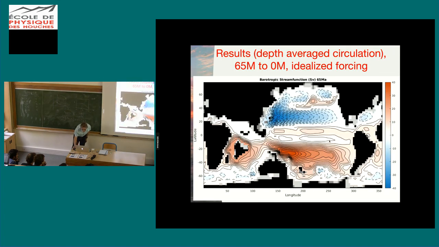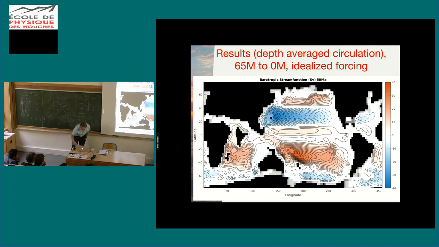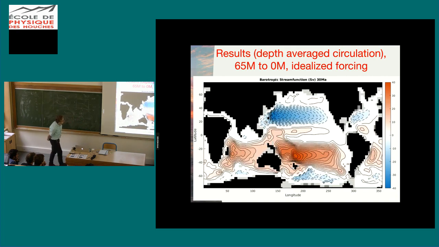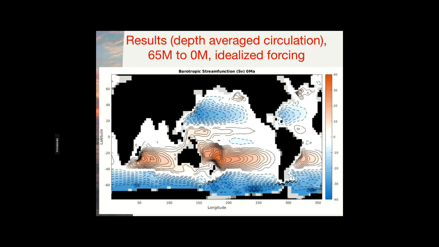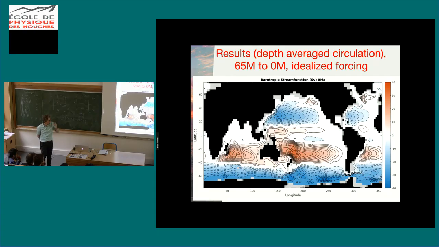Oops. So you see the ACC is closed now. You see it opening, the Drake Passage, and you see the ACC appearing. So you can do a lot of those computations with it. This is also about 1,000,000 degrees of freedom. It feels like God, right?